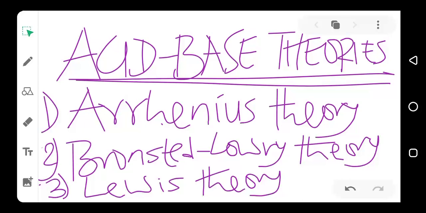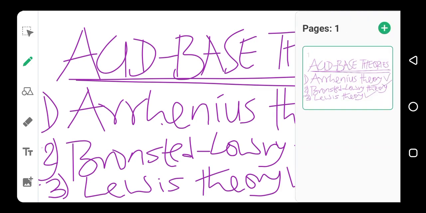In this class, we are going to look at acid-base theories. They are theories that are formulated to explain the meaning and concepts of acids and bases. There are three: we have Arrhenius theory, Bronsted-Lowry theory, and Lewis theory. So we'll explain each of them one after the other, and we start with Arrhenius theory.